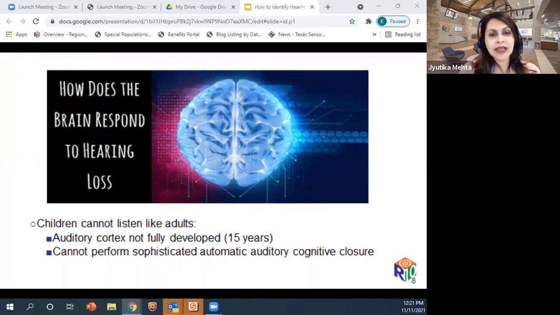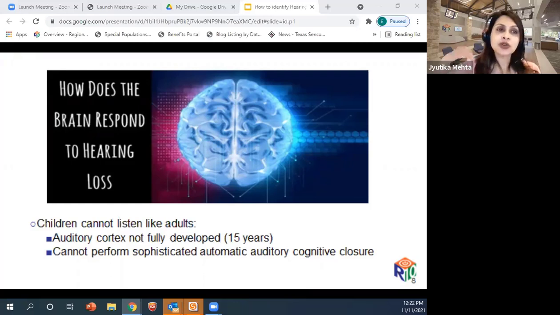And so adults can perform some of that automatic, sophisticated cognitive closure. What it means is they can make sense of partial information coming in and still rely on their previous experience of language and world knowledge to make sense of the information that is coming in, even if parts of it are missing. Children, on the other hand, cannot do that, mainly because there was not a typical period of brain development.